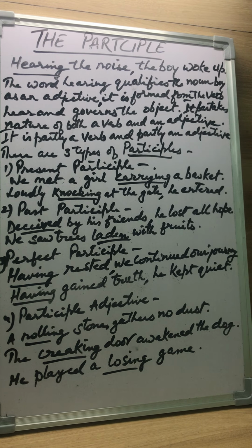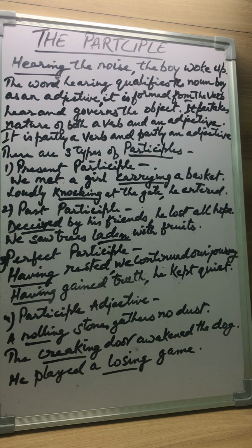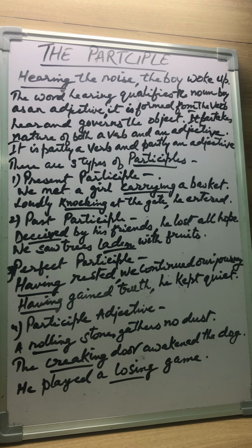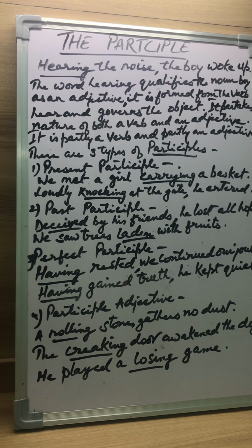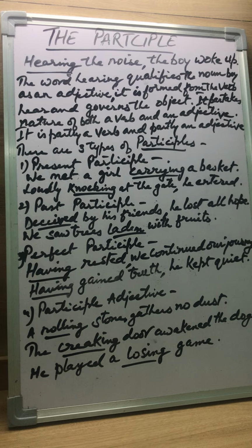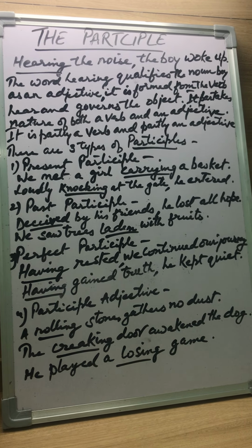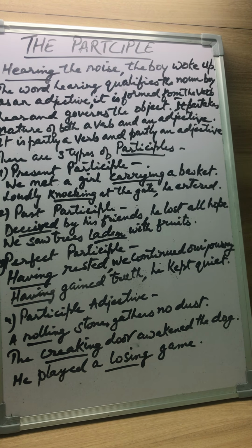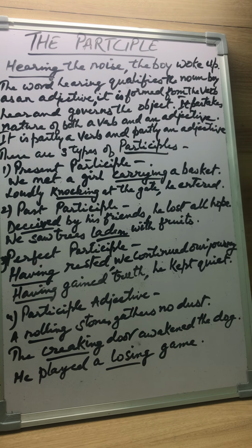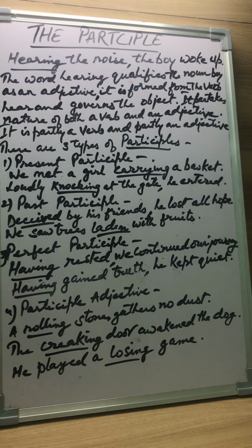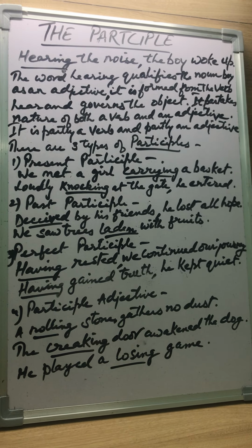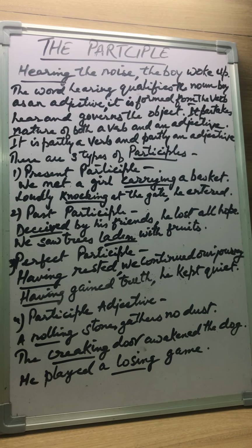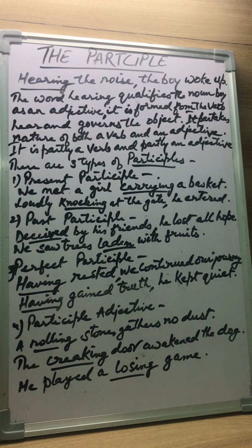He played a losing game. Which game? Game is the noun, and which game? Losing game. So losing is an adjective. Similarly, we had a drink of the sparkling water. Which water? Sparkling water. His tattered coat needs mending. Which coat? Tattered. So coat is the noun and tattered is the participle adjective. A lying witness ought to be punished. Which witness? A lying witness.